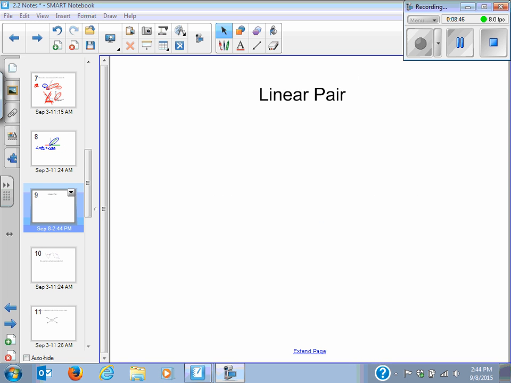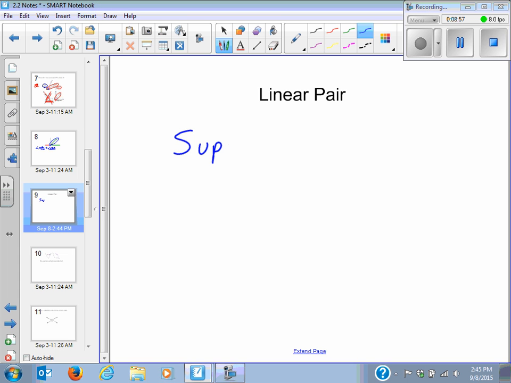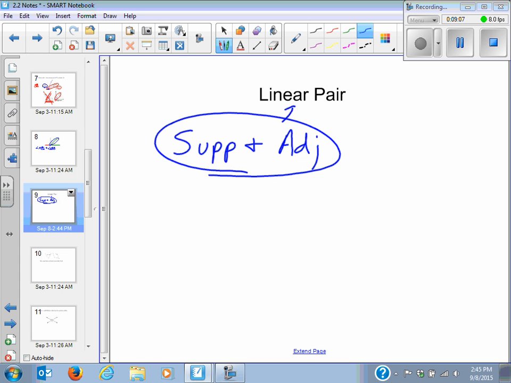The slide got deleted. So linear pair is something that is actually two angles that are a combination of the two ideas we've already talked about. They are supplementary, and they're also adjacent. So when you combine those two ideas together, you get what's called a linear pair.